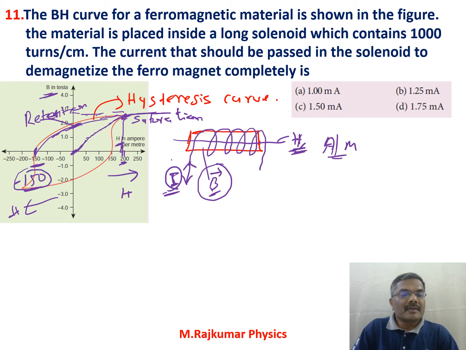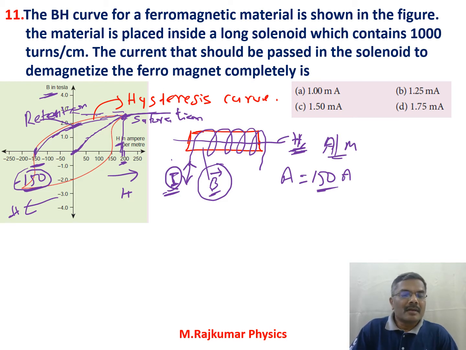The graph is given so that we take only this data, this data of 150 amperes that I should observe. So the current equals minus 150 amperes. After taking this data, see what question they have asked: the current that should be passed in the solenoid to demagnetize a ferromagnet completely.